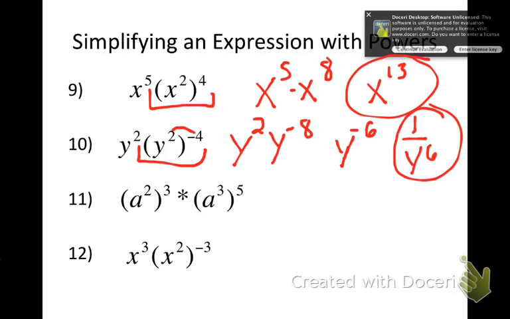All right. 11. I have 2 exponents raised to an exponent. I have a to the second to the third times a to the third to the 5th power. Well, a to the second to the third power is going to get me what, Phil? A to the 6th times a to the third to the 5th power will give me what, Ethan?